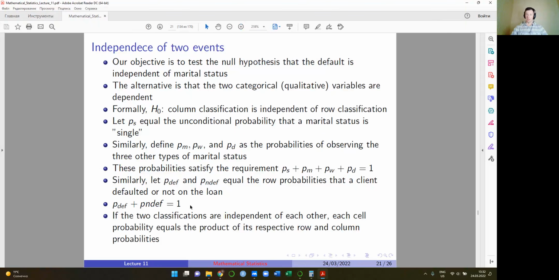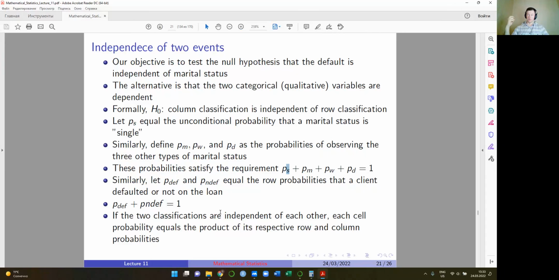If the two classifications are independent of each other, remember the probability. This is the probability of one event. The event is that we ask a random person about marital status, and the person will answer that he or she is married, or single. This is an event. Another event is that we randomly select a person and the person responds whether he or she defaulted or not defaulted. This is another event.